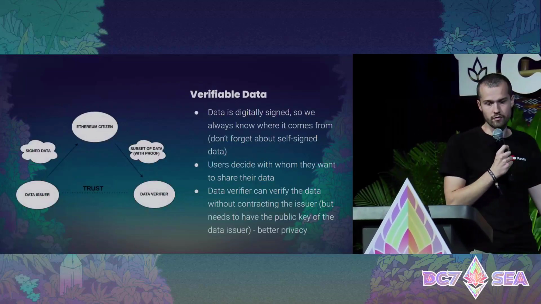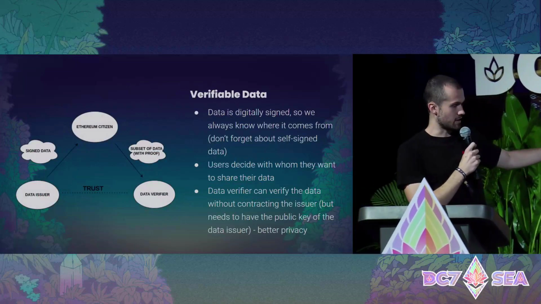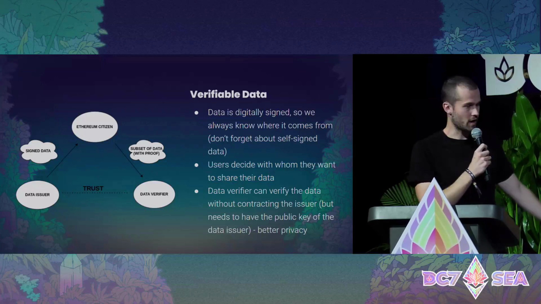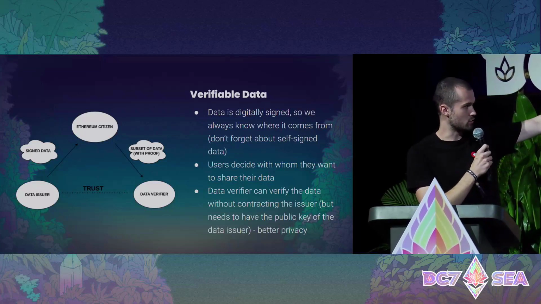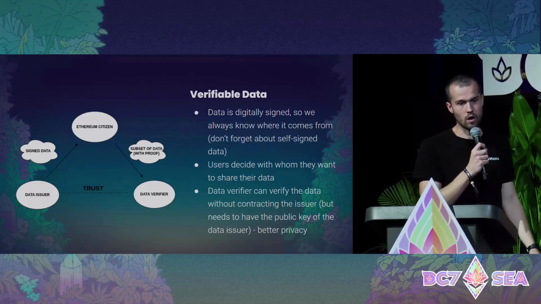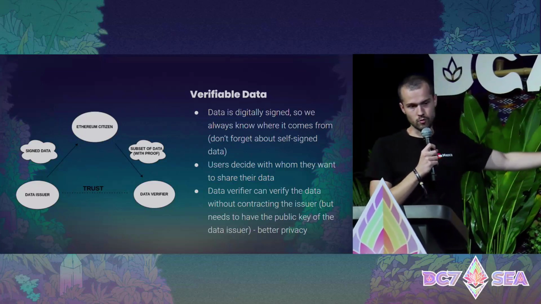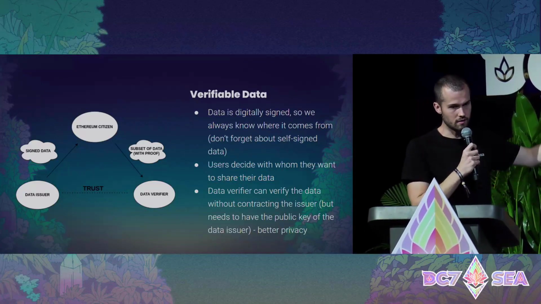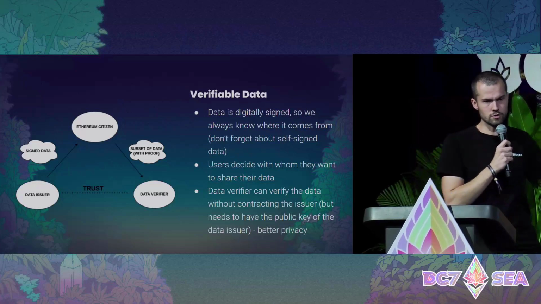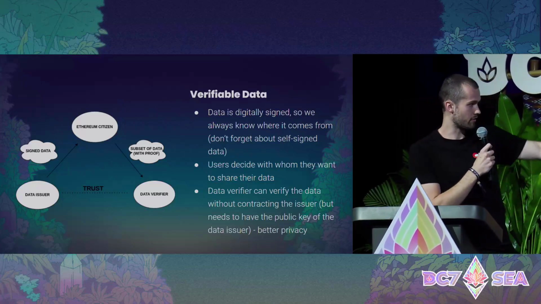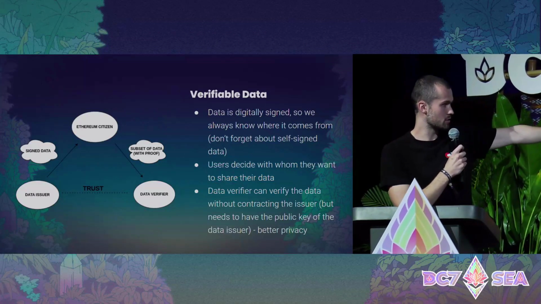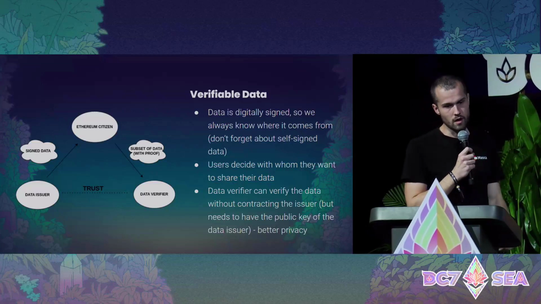So what is verifiable data? This is like the famous triangle of trust in the self-sovereign identity community. We have the data issuers, we have users, and we have verifiers. How verifiable data works is that the issuer issues the data to the user and signs over the data. And when users disclose the data to the verifiers, they can verify the digital signatures so they know the data came from the issuer.